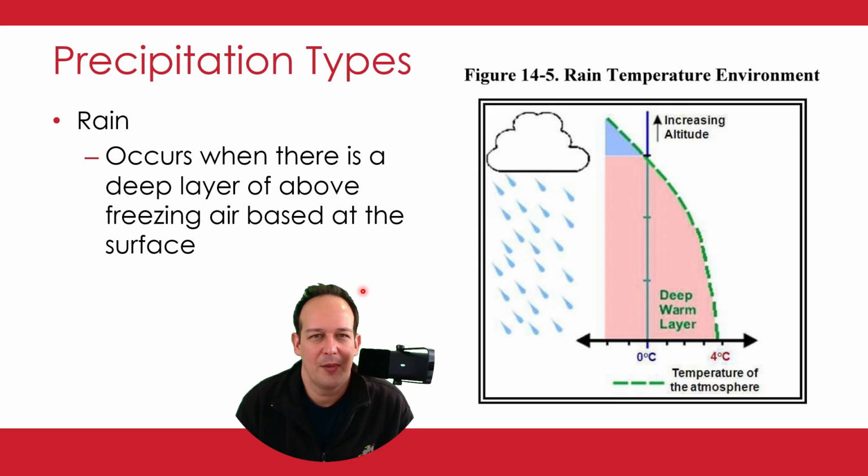And then last but not least, we have rain. So this just occurs when we have a deep layer of above freezing air based at the surface. And so it could be snow that forms, or it could just be rain that forms. And then because the temperature is above freezing, it's going to be water, and it won't freeze. And then it strikes the ground. It's wet.